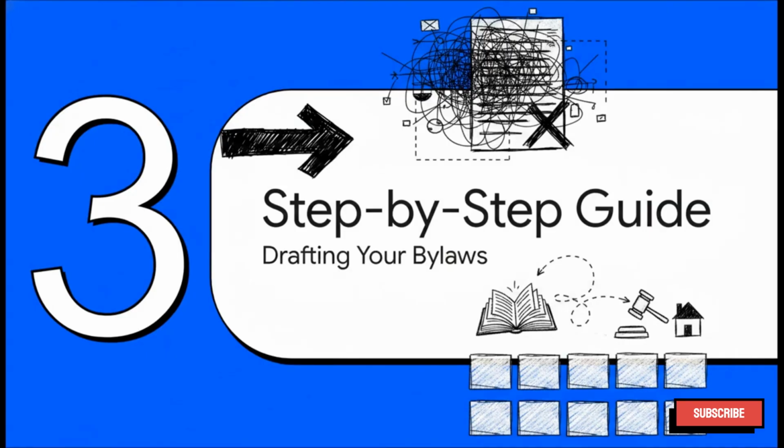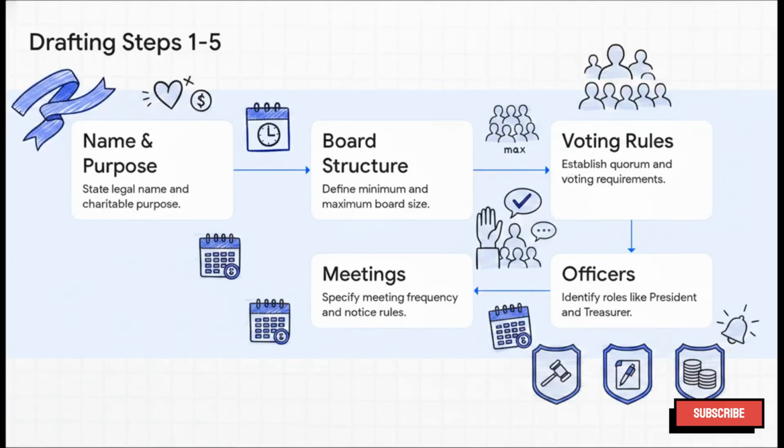All right, on to section 3. This is our step-by-step guide to actually drafting your bylaws. We've broken this down into 10 easy steps. Step 1. You've got to state your name and your purpose. And listen, your purpose needs to clearly show the IRS that you exist for a charitable reason, not to make a private profit.